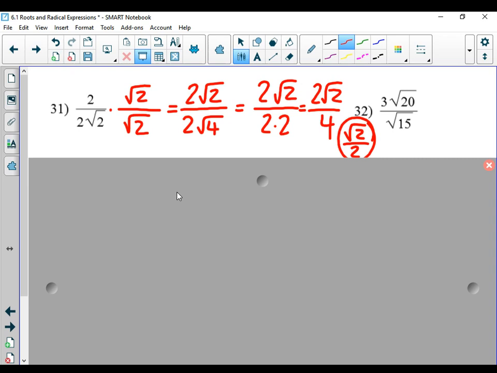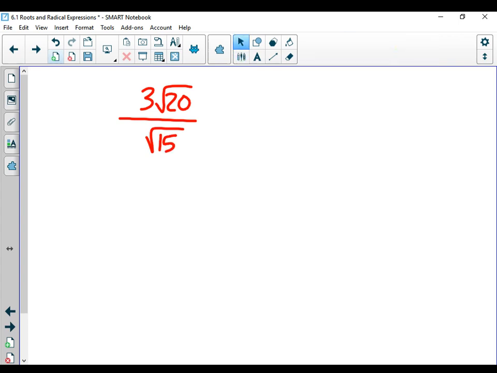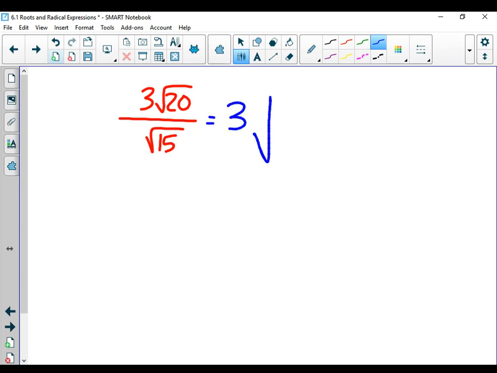Let me get a different page here. 3 square root of 20 over the square root of 15. So that property at the beginning of class today, I told you if you have a radical with the same index over a radical with another same index, you can write it as one big radical, okay? So let's do that. The same thing, and then that's 20 over 15.